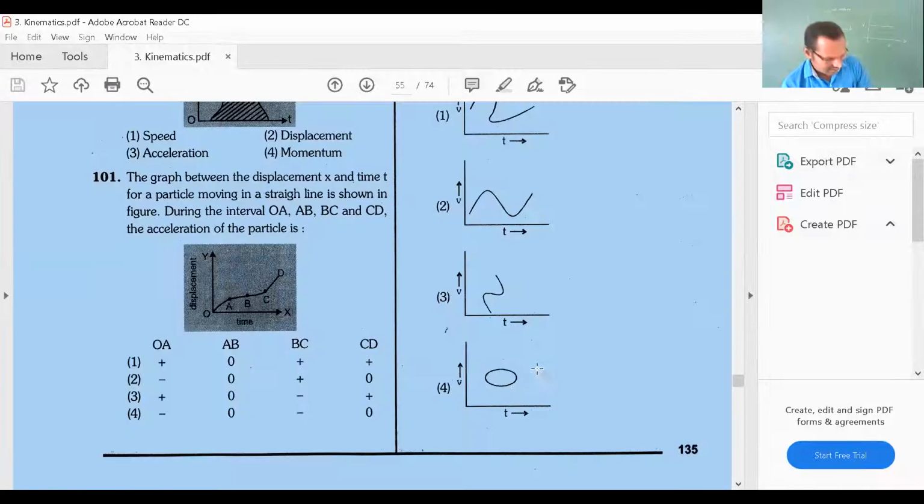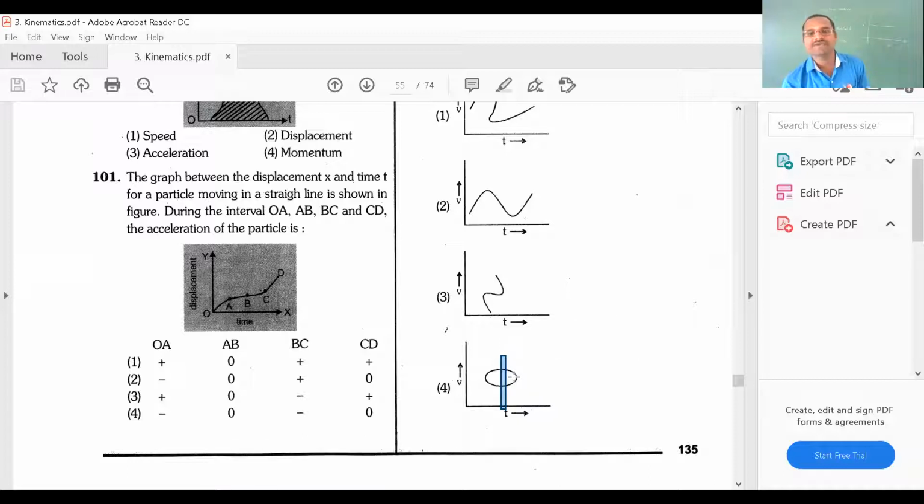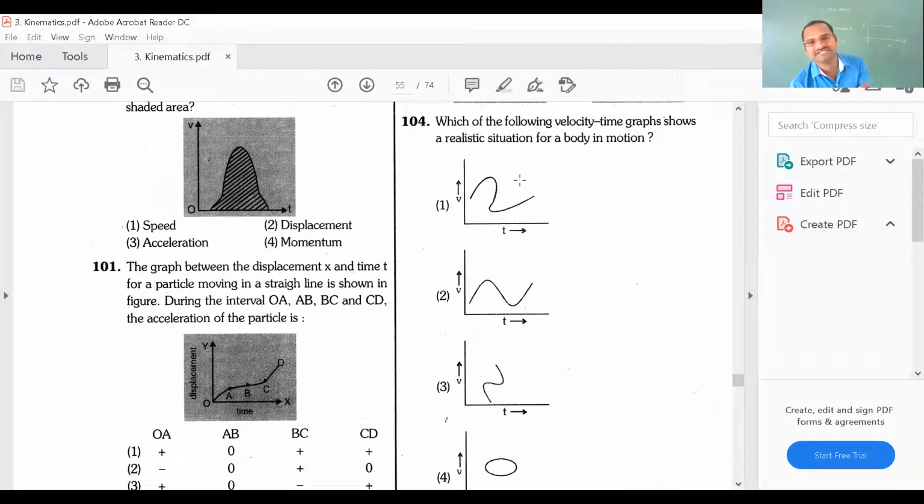Next, here also the same problem occurs. At one particular instant, it is having two velocities. It is also not possible. So which is the realistic situation? Option B is perfect.